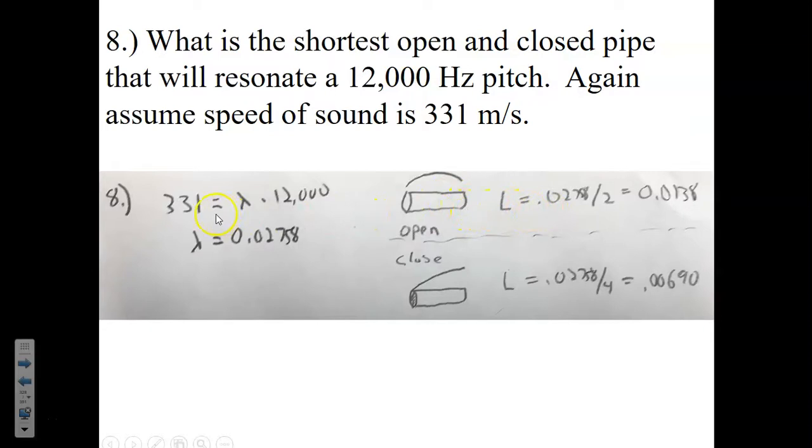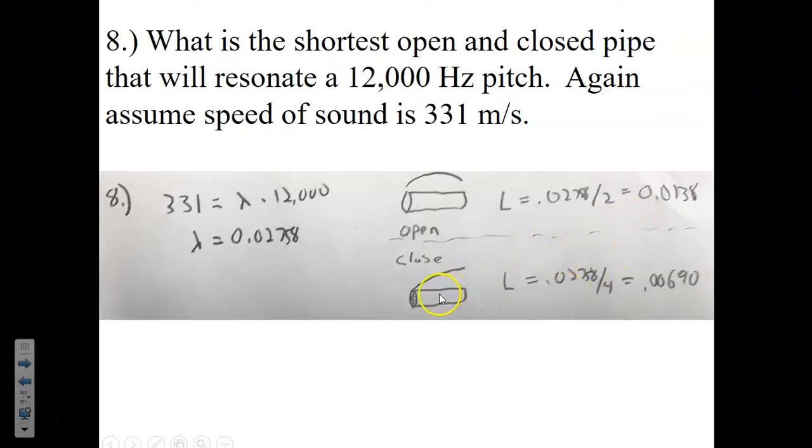So what we need to do is figure out the wavelength, lambda, and then the pipe will be half that. So 331 equals lambda times 12,000, v equals lambda f. We get that the wavelength is equal to 2.76 centimeters, or 0.02758 meters. Half of the wave fits between there, which means the wave is twice the length of the pipe. So we get half of the wavelength, which gives me 0.0138. So that's the length of the pipe.